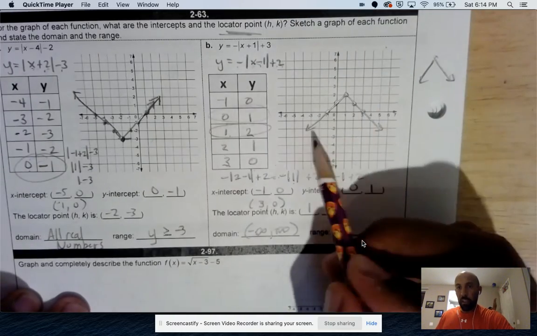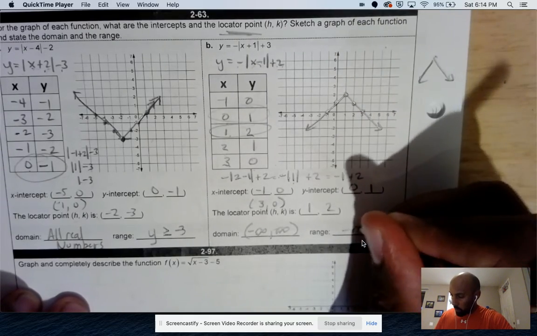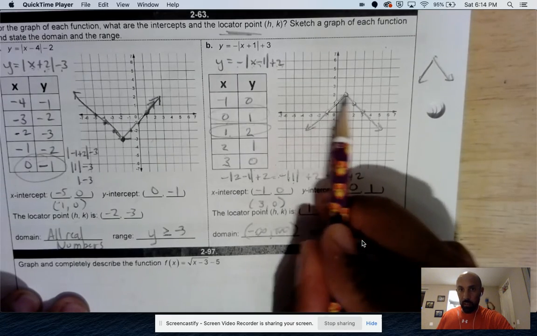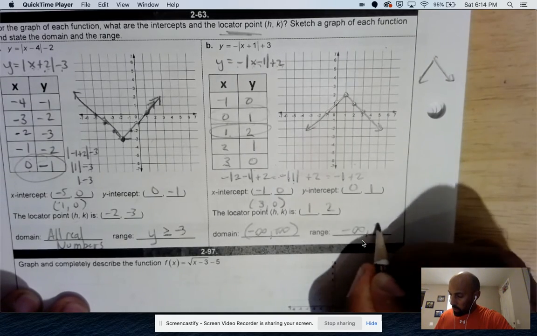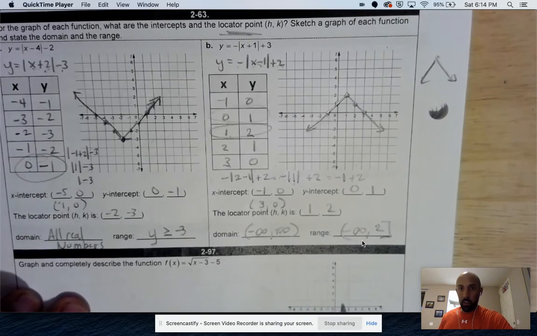Okay, so now range, what is it doing as it goes down? It goes forever. So negative infinity. Remember, going down is negative, right? And then the highest point of it is at 2. So comma 2. We can't reach infinity, but we can touch 2, so we put a bracket.